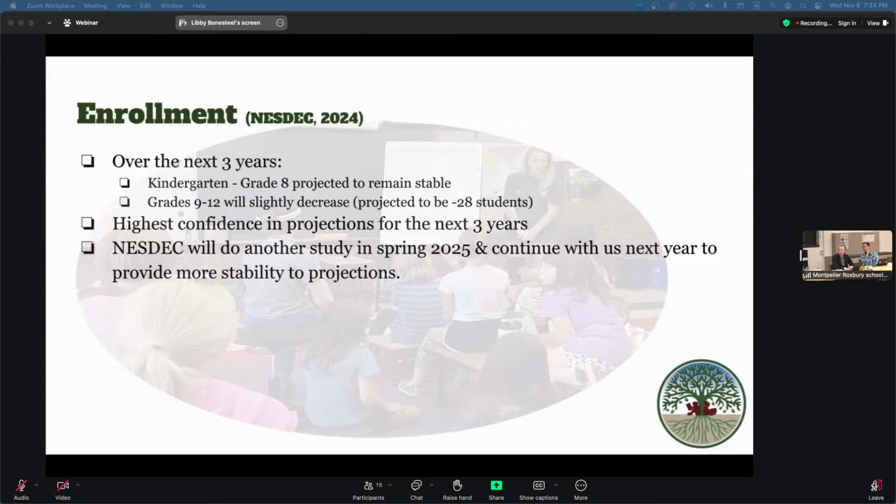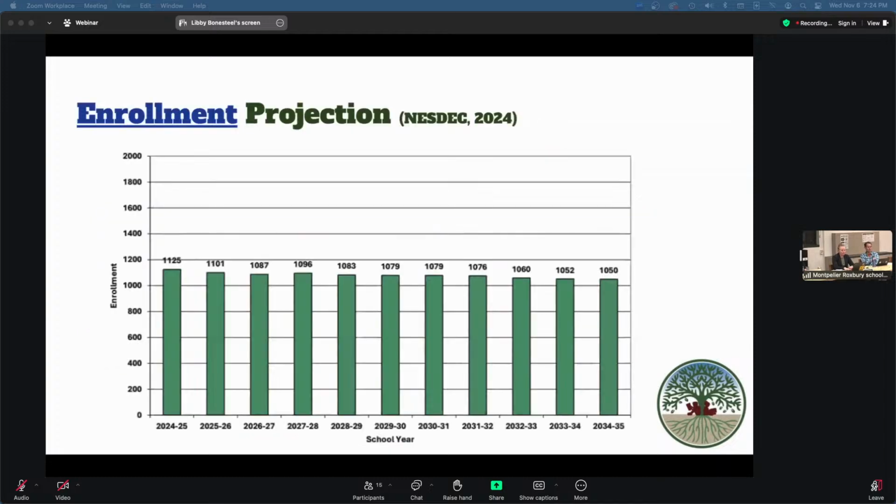Is the 24-25 actual, like, is that October? That's our October official 1 count, yes. And is that actual people, or is that the weighted? This is actual people, butts in seats. Good question. Got it.